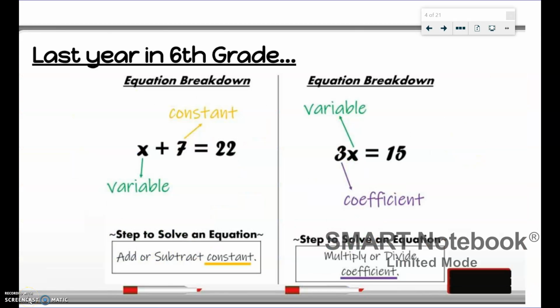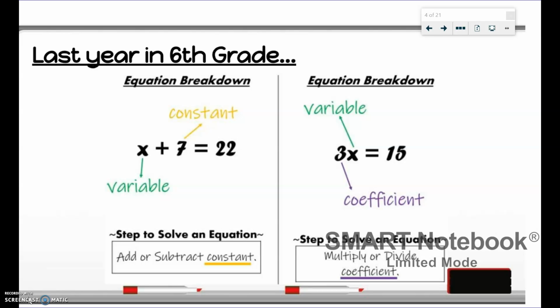All right, so let's take a look at what you guys did last year or in fifth grade. First, you had your equations, your normal one-step equation. And so you have your variable, which is green, and your constant. Your constant is a number that does not have a variable next to it. It's also your y-intercept, right? So for the first one on the left, you would either add or subtract the constant first in order to figure out what your variable is.